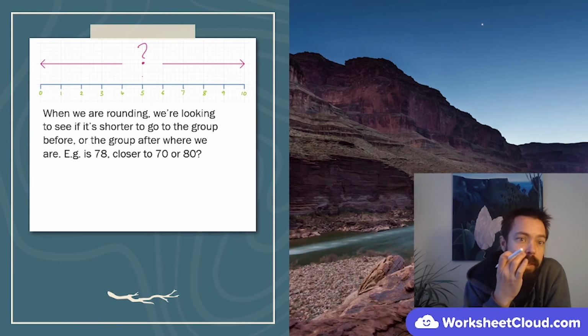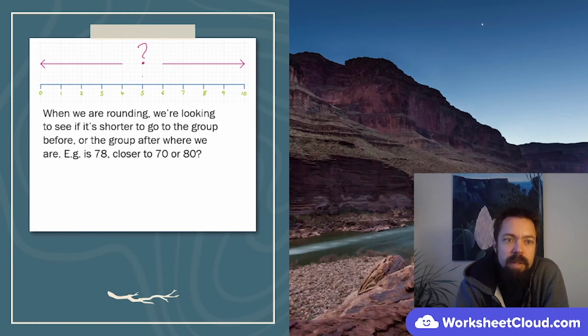Okay, so let's quickly, just before we get to the middle, when we're rounding, we're looking to see if it's shorter to get to the group that comes before or the group after, like, for example, 78.